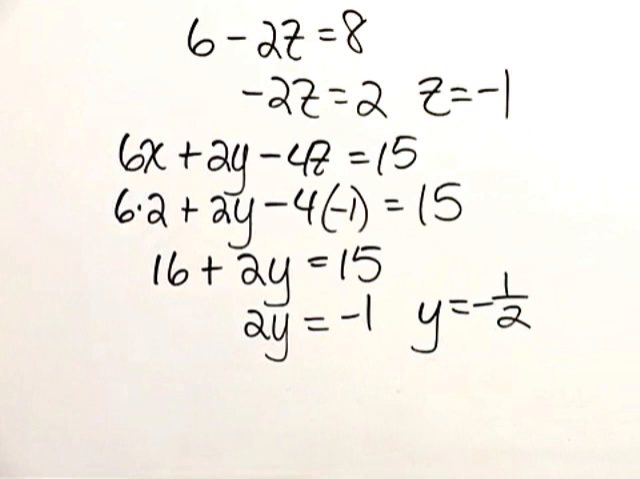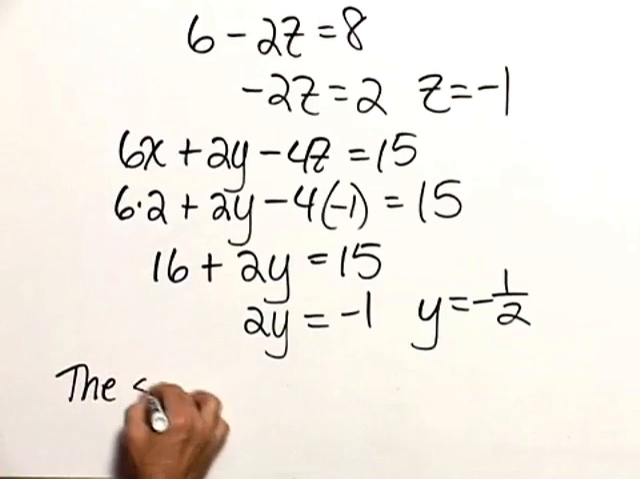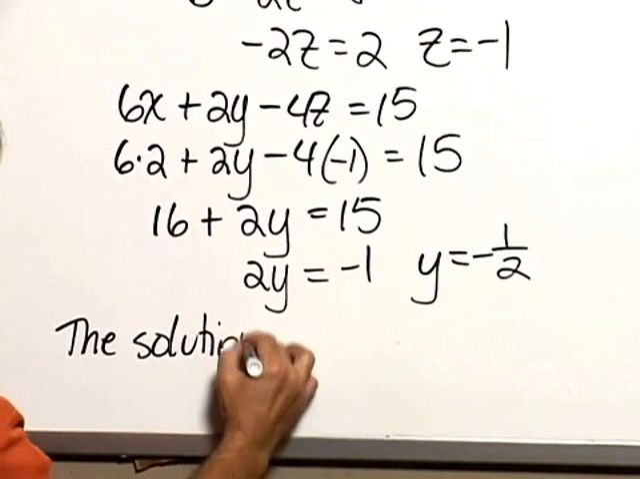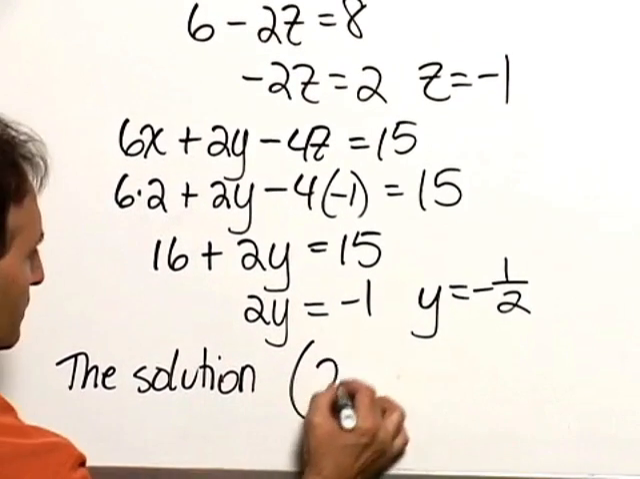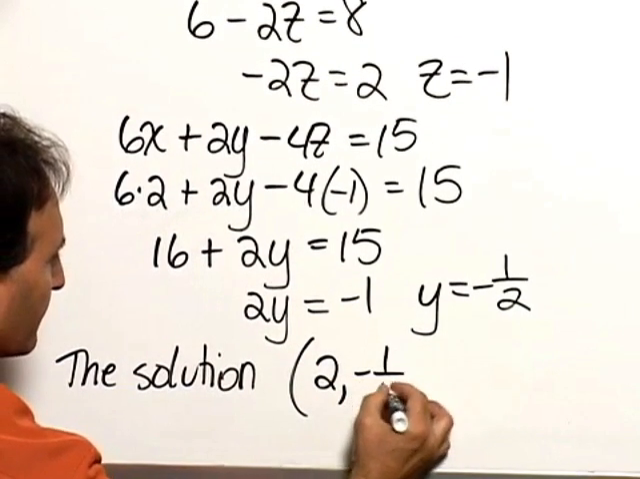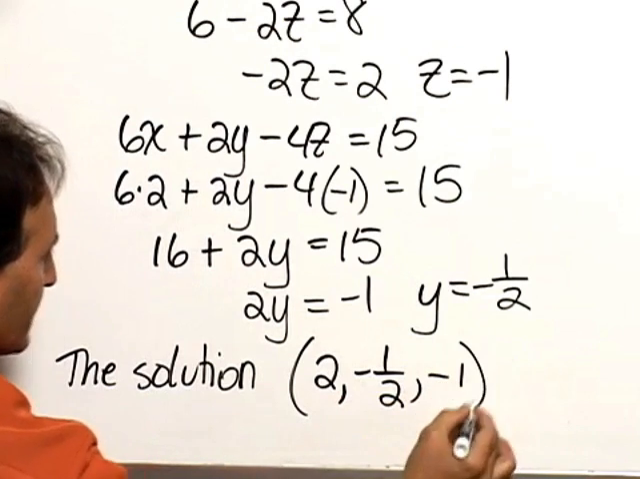I've checked this answer, so I know it is correct. So what we have is the solution is the point x is positive 2, y is negative 1/2, z is negative 1.